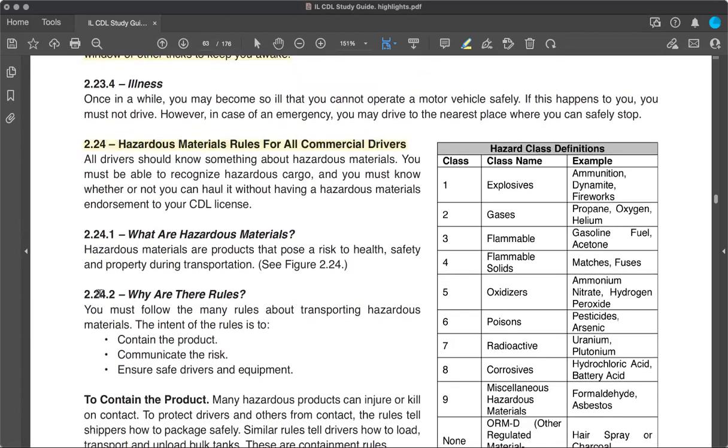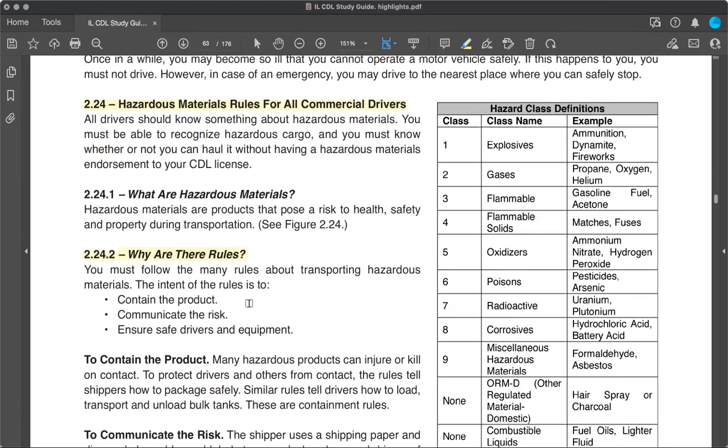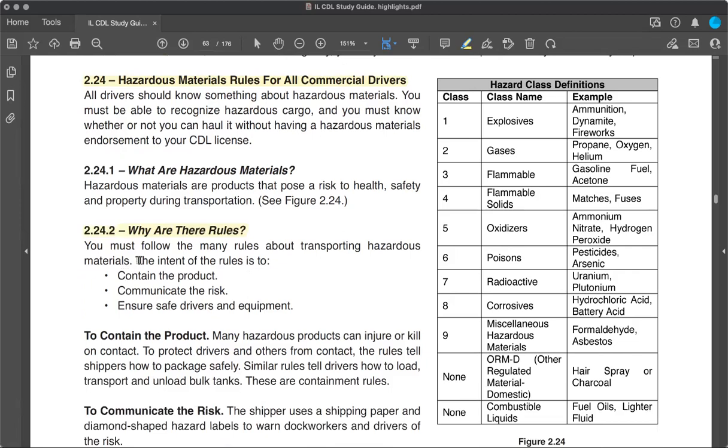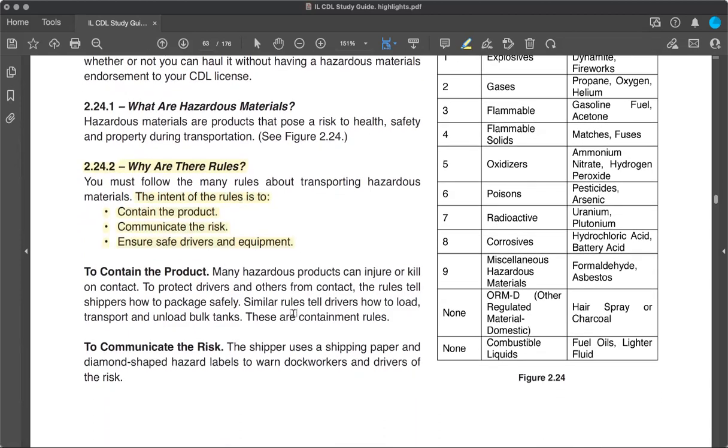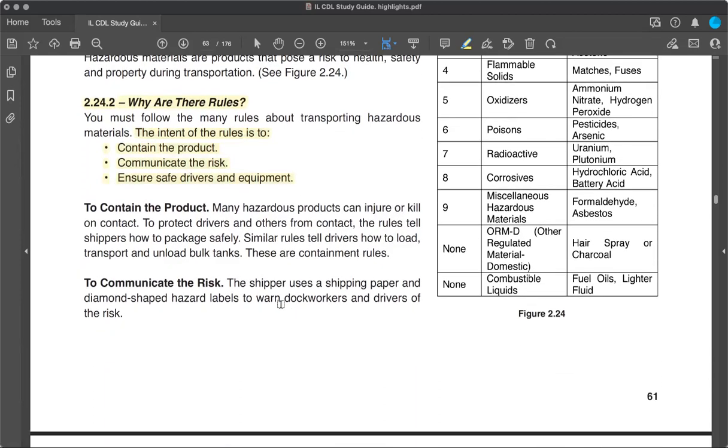So let's start with 2.24.2. What or why are there rules? Specifically, make note of those bullet points. The intent of these rules is to help us as drivers contain the product, communicate the risk, and ensure safe drivers and equipment. It goes into depth on each of those.